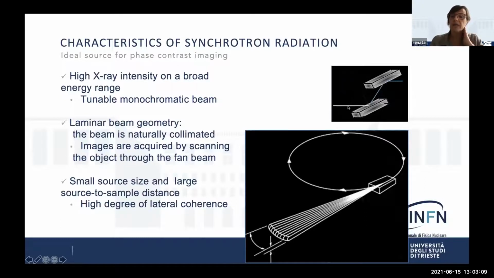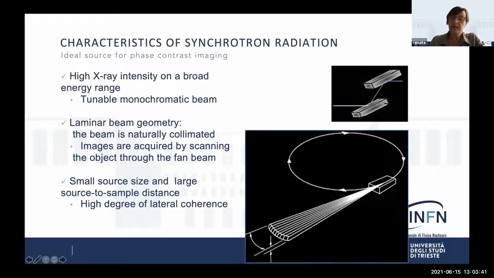Here we have the white beam, the polychromatic beam, that arrives on the surface of the monochromator, that in our beamline is a silicon 111 crystal. Well, thanks to the Bragg reflection, the reflected beam is monochromatic, and the energy of the reflected beam is due to the angle between the white beam and the surface of the monochromator. So changing the angle of the monochromator, we tune the energy of the beam.